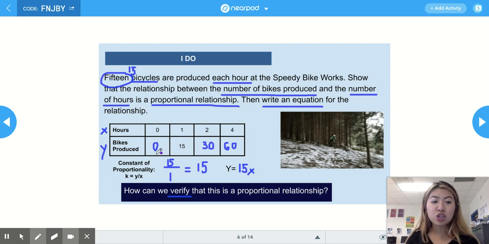The only exception is 0, 0, because 0 divided by 0 is undefined, but that's what makes it a proportional relationship, because it has a point at the origin.